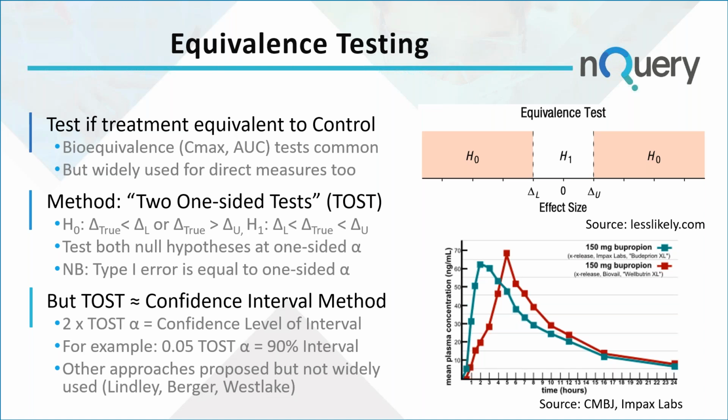And effectively, the TOST framework, TOST from Schuirmann, does what it says on the tin. Basically, you're going to test two one-sided hypotheses. Firstly, are you less than the lower equivalence limit? And then test, are you greater than the upper equivalence limit?